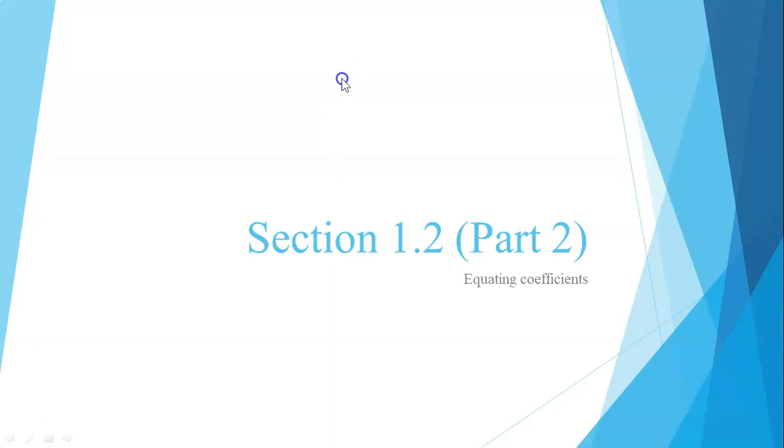So section 1.2 part 2. In this video we're just going to be looking at equating coefficients. We're just going to have a look at one example of equating coefficients.